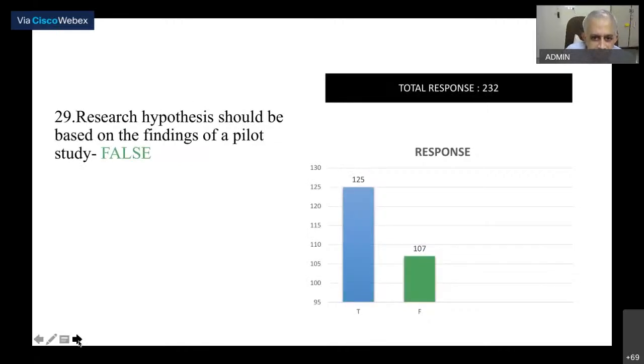Study research hypothesis should be based on the findings of the pilot study. No. The research hypothesis will be based on your question. You have a research question, then you put a hypothesis. Whether it will go in the right direction or left direction, up or down, whatever it is, you make a hypothesis. Hypothesis is presumptive thinking. You think it will happen like that, but your research output may be the reverse of your thinking. It may not be in the same direction. Majority of people have got it wrong. Sorry. Next number, last number.